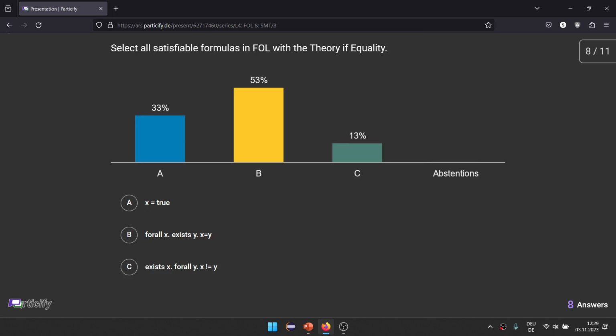Now, the for all says you have to check all values. So let's say x equals 2. Can we find a value that is equal to 2? Yes, of course, 2 is equal to 2. So yeah, this thing works fine. So this one should also be true, like the majority said.